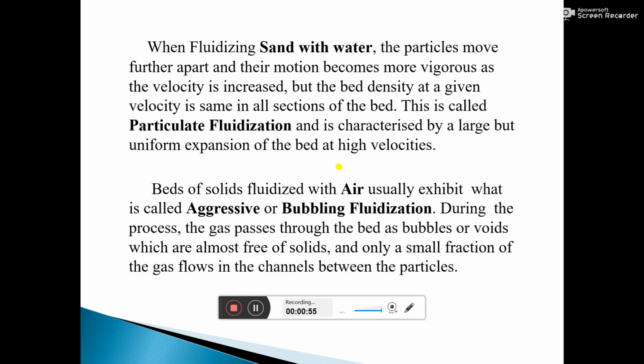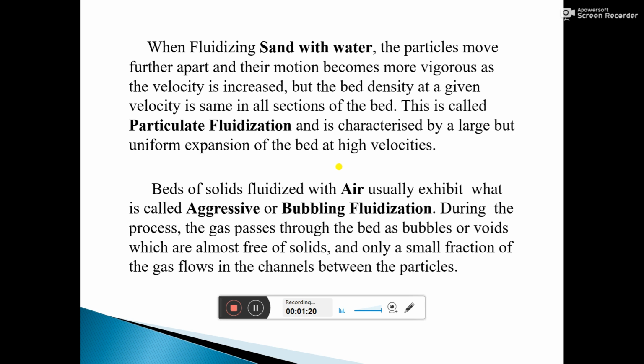When fluidizing sand with water, the particles move apart and their motion becomes more vigorous as the velocity is increased. But the bed density at a given velocity is the same in all directions of the bed. This is called particulate fluidization and is characterized by a large but uniform expansion of the bed at high velocities.